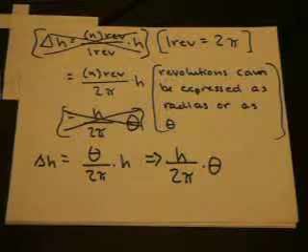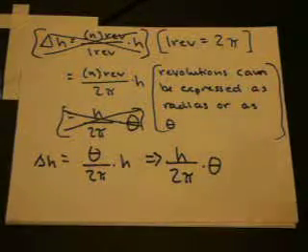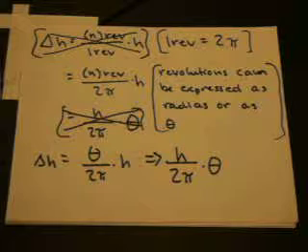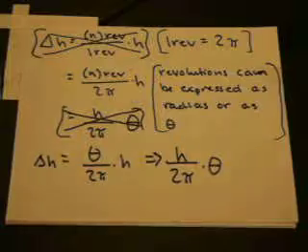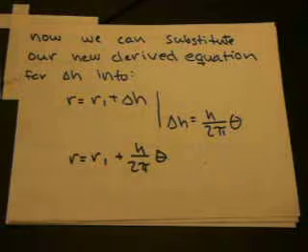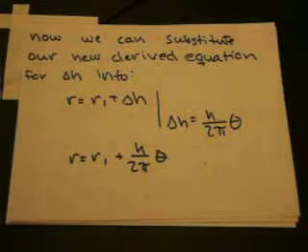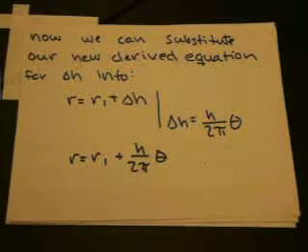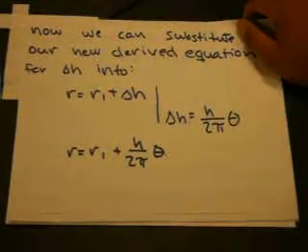Because revolutions can be expressed as radians or as theta, we can rewrite this expression as theta divided by 2 pi times h. And switching the multiplication between theta and h, we can say h divided by 2 pi times theta. Then we can substitute our new derived equation for delta h into r equals r initial plus delta h, where delta h equals h divided by 2 pi times theta, to get the equation r equals r initial plus h divided by 2 pi times theta.